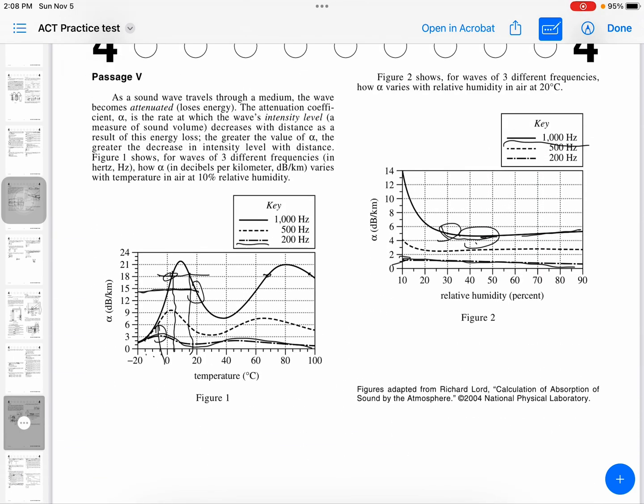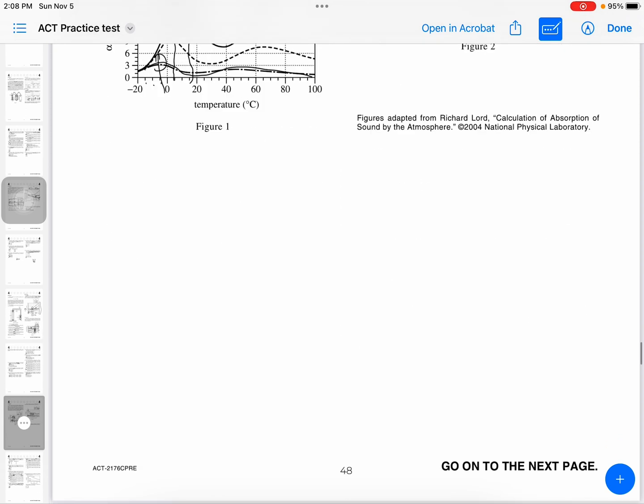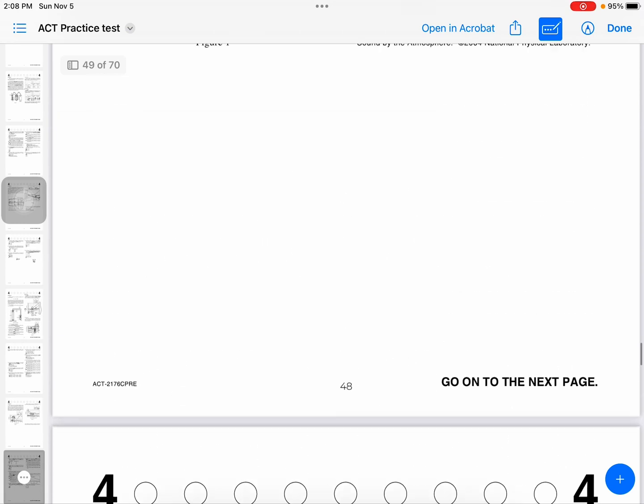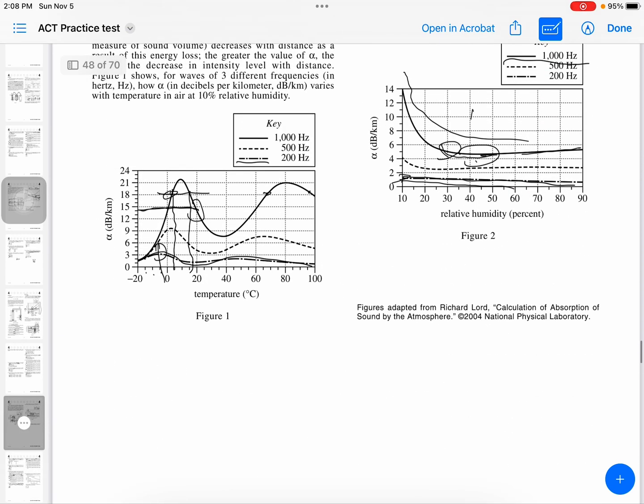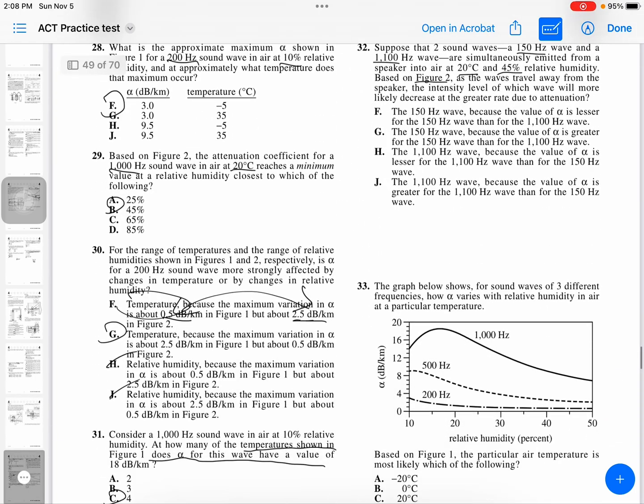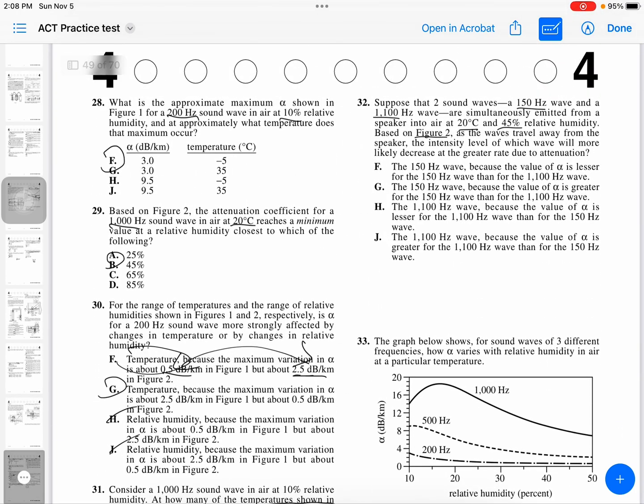So we're at greater than, we can assume that the 1100 Hertz is going to do something like that, and the 150 Hertz is just going to be like down here. At 45% relative humidity, it's kind of like the flat line for all of them. And what are we going to say?